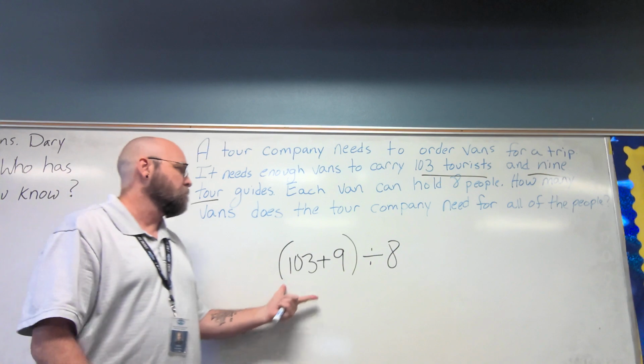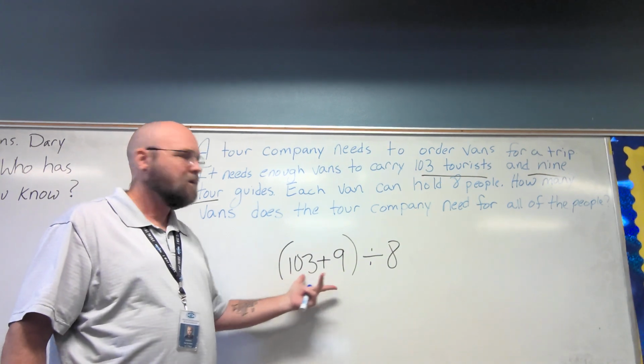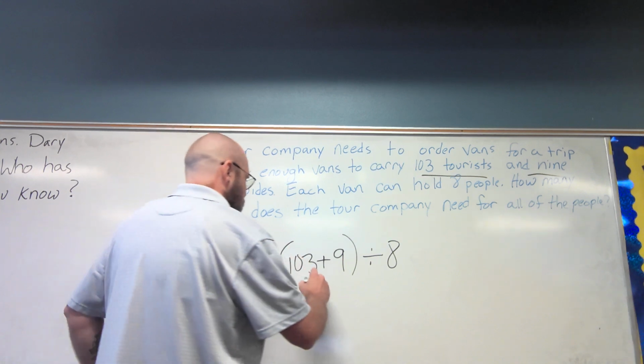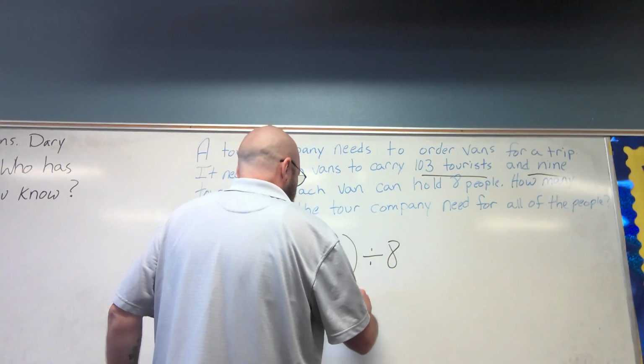Well, I know 103 plus 10 is 113. 103 plus 9 is going to be 1 less than that. So that would be 112 divided by 8.